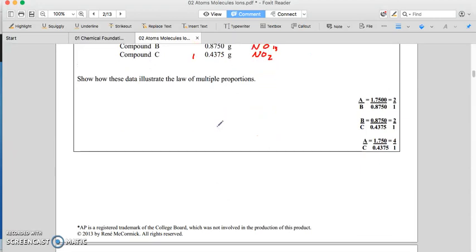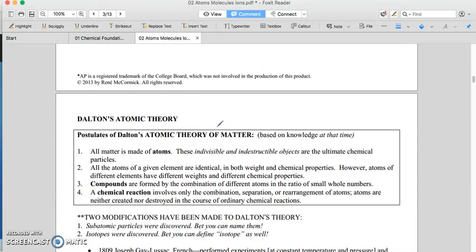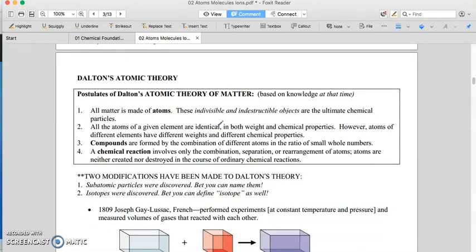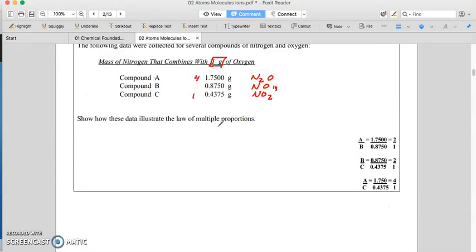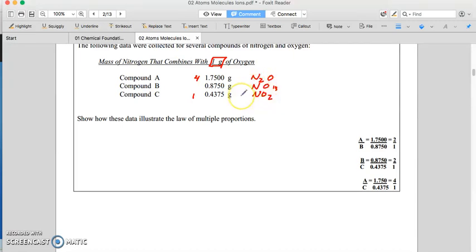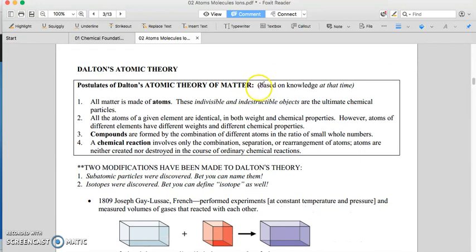And so, these are all laws. Atomic theory is an explanation for these laws. So these things can be explained if atoms exist. So these small whole number ratios can be explained if we have atoms existing. So this is the postulates of atomic theory.